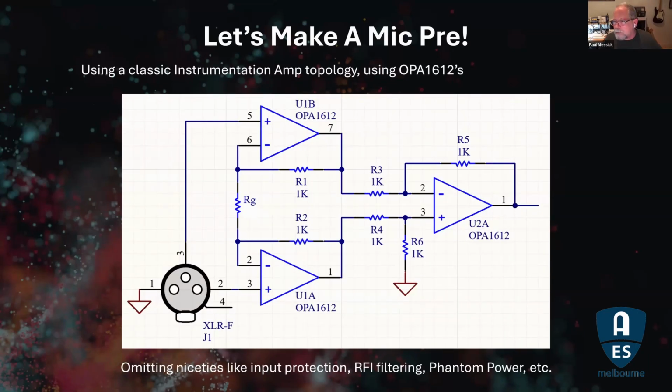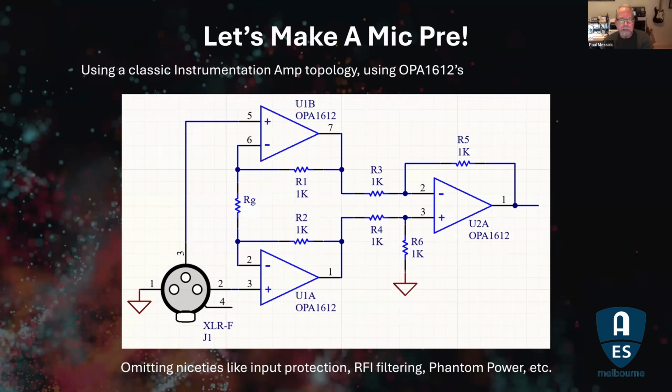So here's our little mic preamp. This is based on the classic instrumentation amp. So you can see there, it takes three op amps to do this. One for each leg of the balanced input and then a summing stage. A few interesting things to note. The inputs are to the positive terminals of the op amp, which means the impedance looking into the op amps is as high as the op amp can do, which is a good thing. You're not going to load the microphone down.